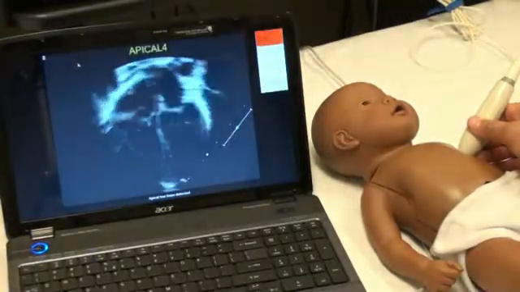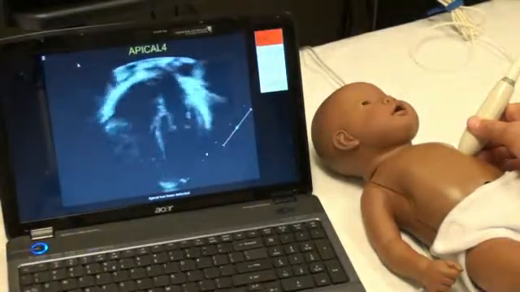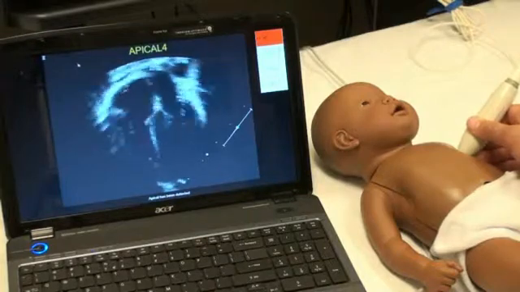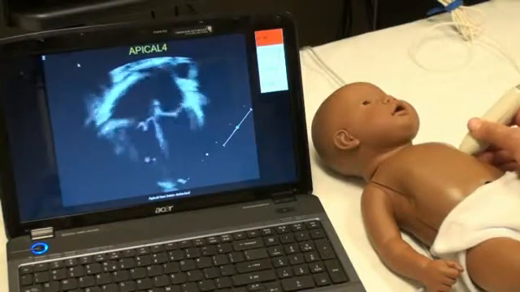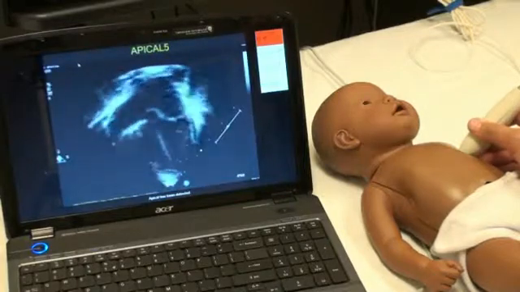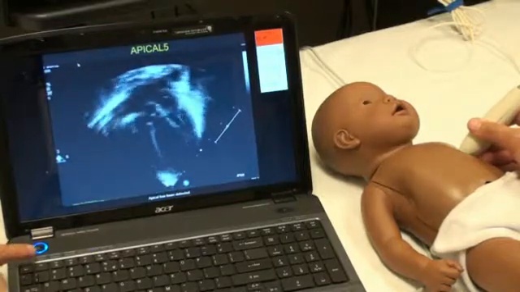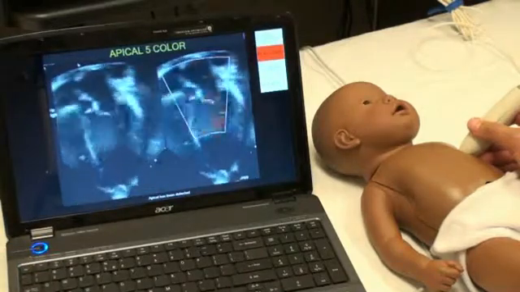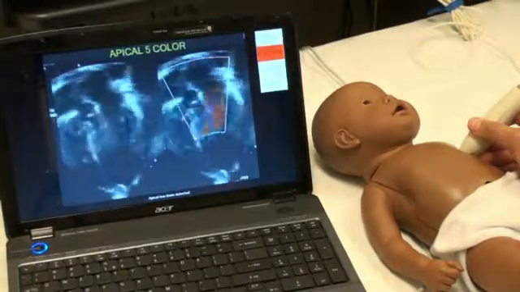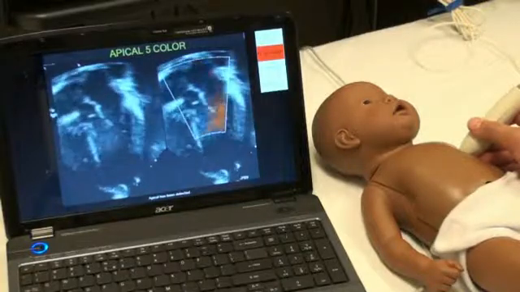No M mode available. Now rotation more clockwise and tilt more anterior is going to demonstrate the left ventricular outflow tract and the five-chamber view. Aortic valve. Color flow. And a Doppler.